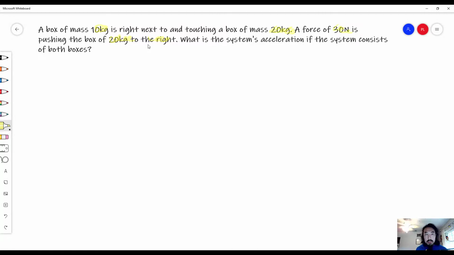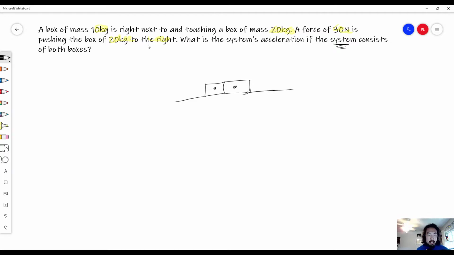All right, so here we have a couple of interesting things. We have two boxes, so I'm going to have box 1 and box 2. The reason why I can add both boxes in this free body diagram is because we take a look at the system. The system is like, what is your viewfinder on? What are you focusing on? In this case, we're focusing on both boxes.